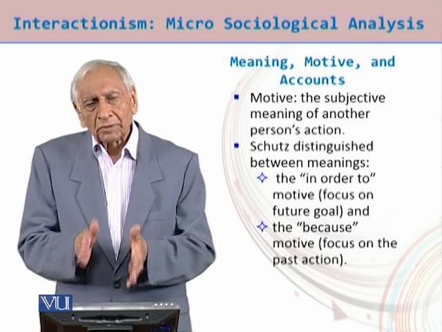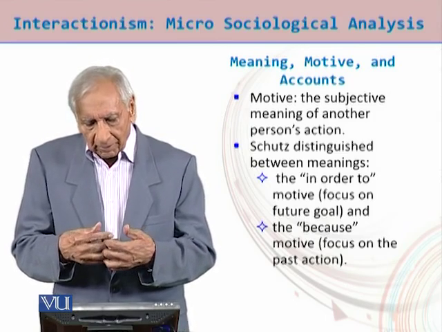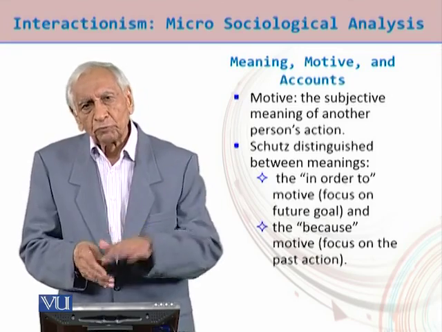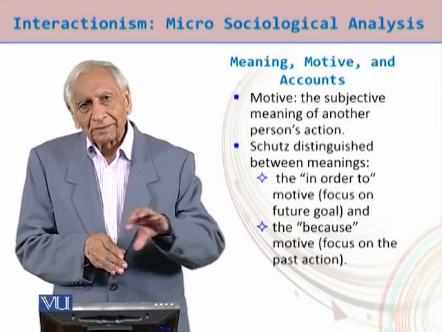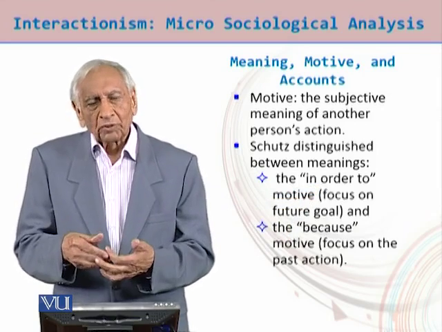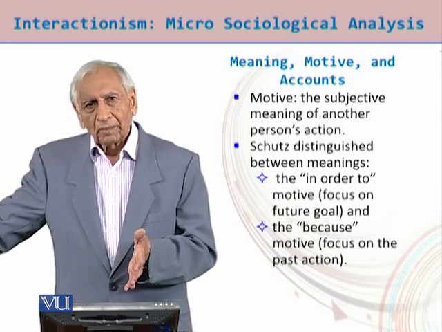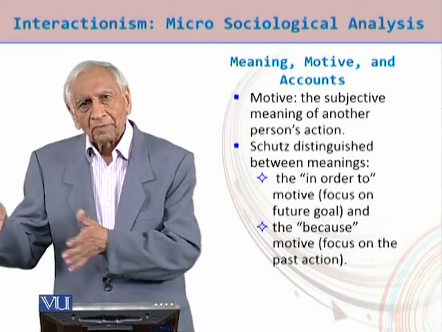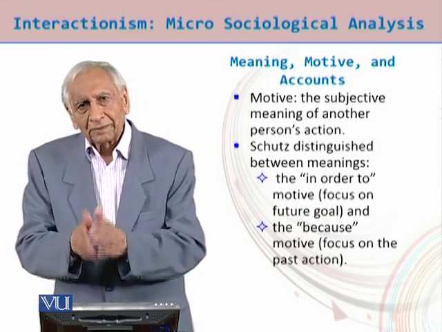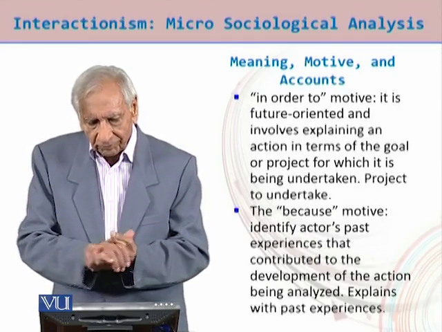So Schutz tries to distinguish between two meanings. One, the in-order-to motive, which focuses on the future goal. The person took action in order to achieve a certain goal. The second is the because motive, that the person took action because of certain factors which happened in the past. So because of those factors, the person took that action. So, action to achieve the goal, or action because of certain existing situations.